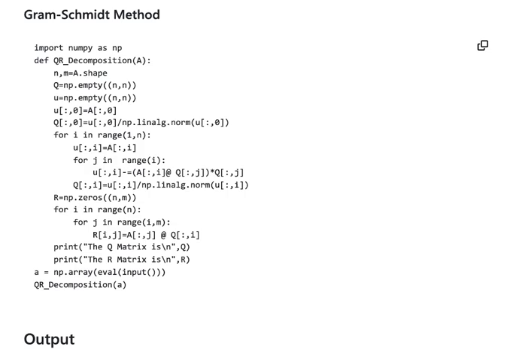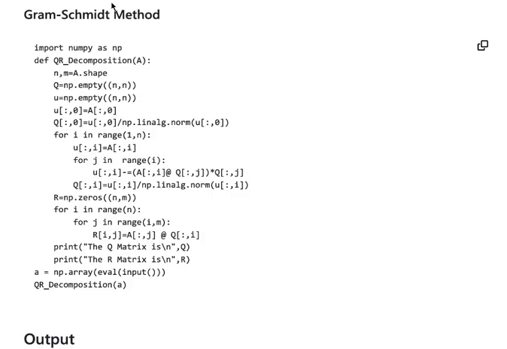Now let's explain the code step by step. Firstly, we are importing NumPy as np, which is a powerful library for numerical computing in Python. And next, we are declaring a function def QR decomposition A. We are also reshaping it. Actually, this function takes matrix A as input, and n represents the number of rows and m the number of columns of matrix A. And then we create two empty matrices Q and U, and U is for storing intermediate vectors, which are not normalized, and Q is the final orthonormal vectors.